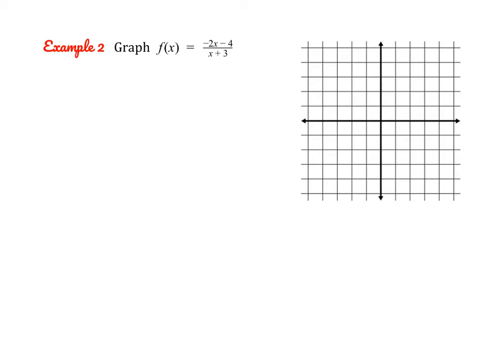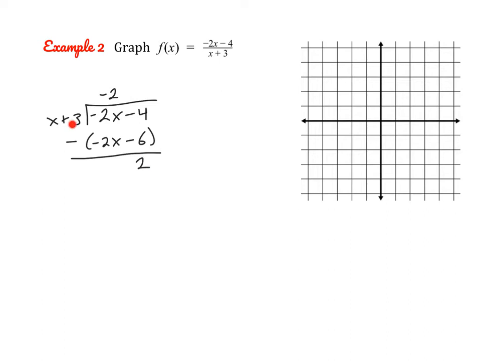So again, the first thing we're going to do is rewrite this function in the other form using long division. So negative 2x minus 4 divided by x plus 3. So x goes into negative 2x negative 2 times, and then we multiply. And then again, be careful for this subtraction step. This leaves us with positive 2, negative 4 minus negative 6. So this is our remainder.